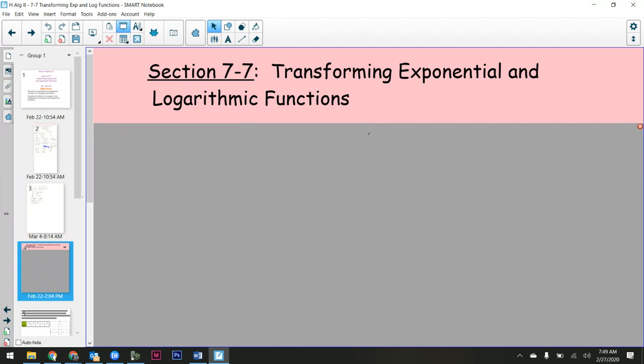This is section 7.7. Again, we've got section 7.7, 7.8, and then we're going to test next week. Okay? So we've got two more sections to learn, 7.7 and 7.8, and then we're going to test overall chapter 7 next week. Are we going to have a review day?